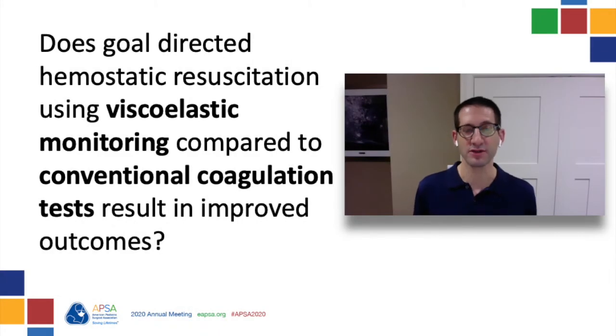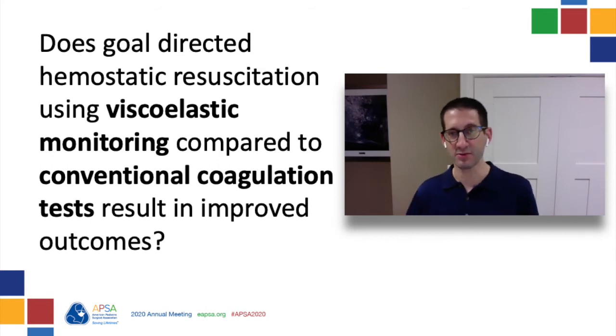Our second PICO question really tried to get to the heart of how best to direct a goal-directed hemostatic resuscitation effort in children. Specifically, does a goal-directed hemostatic resuscitation using viscoelastic monitoring compared to conventional testing result in improved outcomes? Of the almost 600 studies that we identified by abstract, we only were able to include 5. These were retrospective and prospective observational studies, very low quality evidence. There are 5 that looked at mortality, 4 studies that looked at total blood products use, and 2 studies that looked at ICU-free days and vent-free days, respectively.